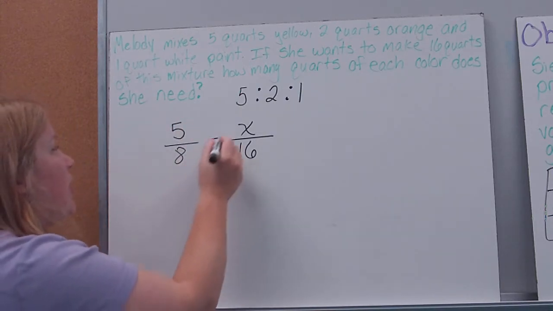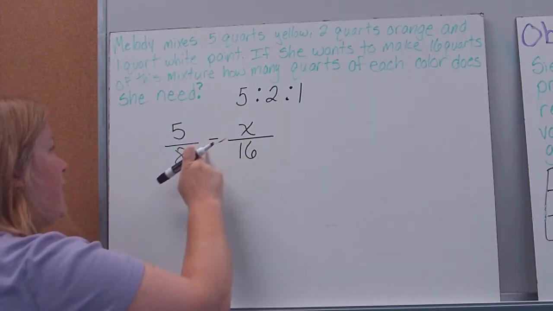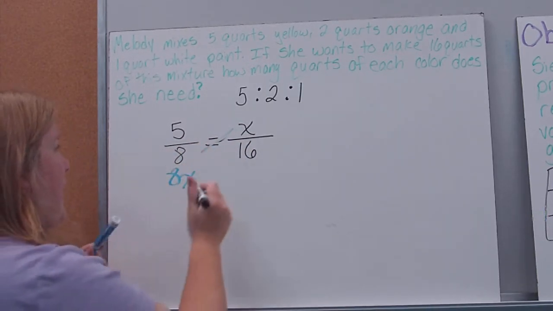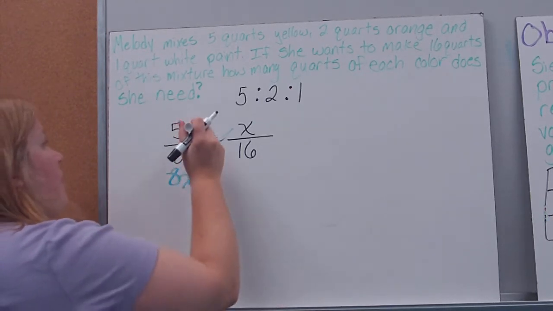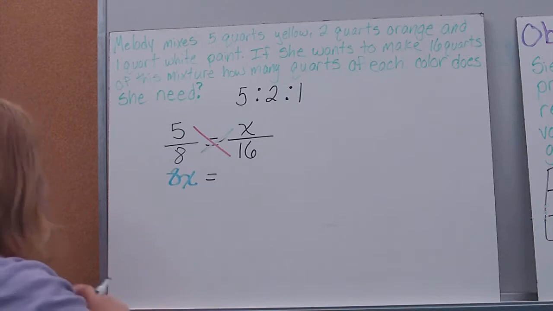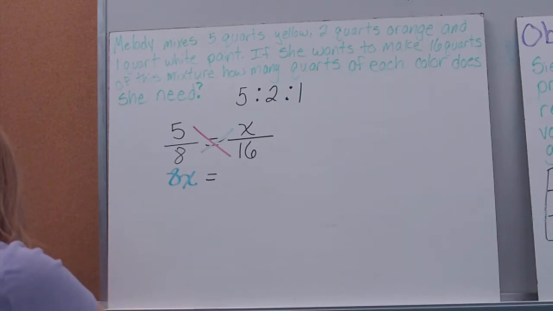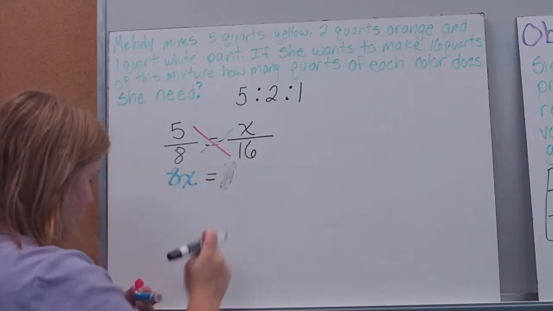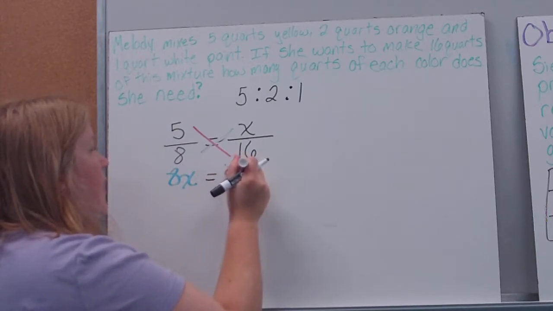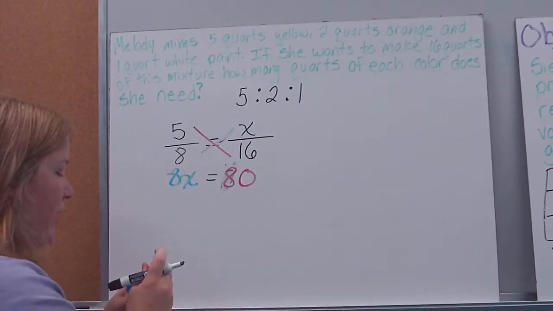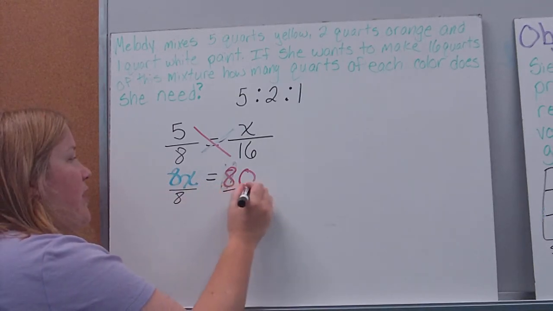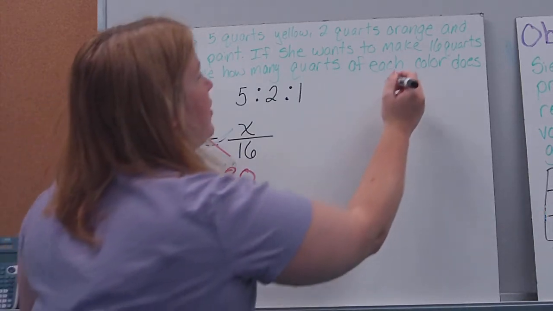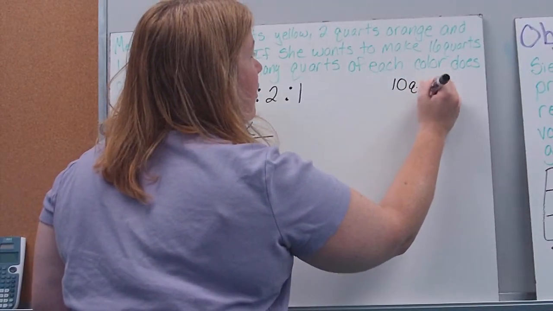So again, we're going to cross multiply. Sorry, let me switch color. I just like to color code it when I make my little arrows here. Here I wind up with 8 times x. 5 times 16 gives me 80. Now to solve for my unknown, to solve for x, I'm just going to solve my equation, and I find out that it is 10. So I know that I need 10 quarts of yellow.